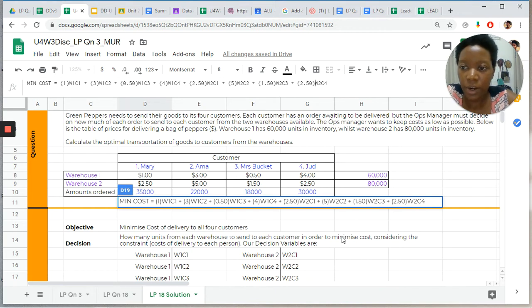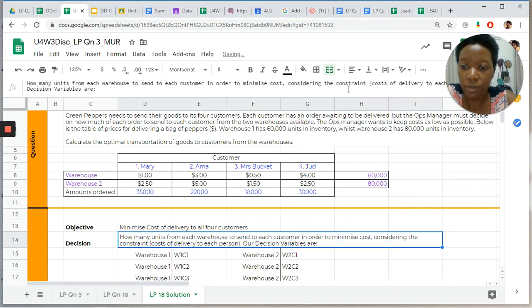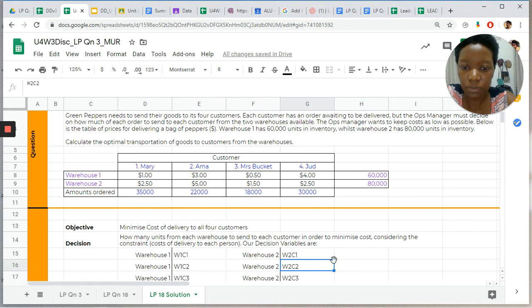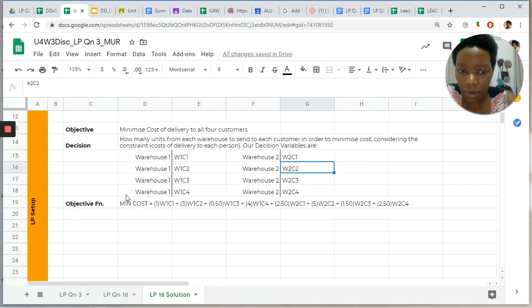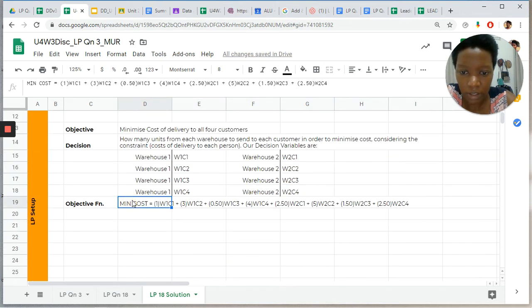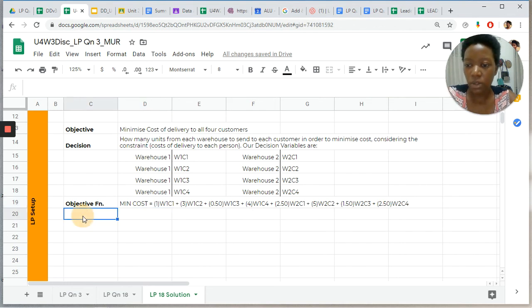Okay, and these are the kinds of decisions you have. So now that I've got my objective function done, just double check that you've got all 8 variables, 1, 2, 3, 4 from warehouse 1, and 1, 2, 3, 4 from warehouse 2, and double check that your costs against each decision variable are also correct. Then you can move on to your constraints.